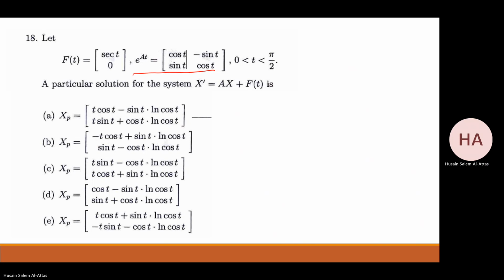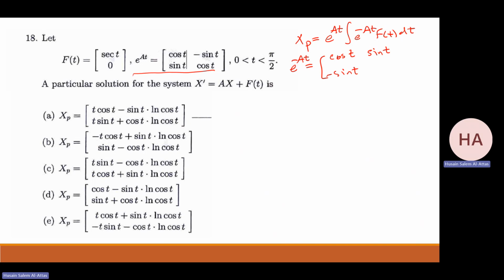Okay. So I need to do the calculation. What will be xp? It will be e^(At) integral e^(-At) f(t) dt. Okay. What will be e^(-At)? That will be cosine minus t, which is the same. Sine will be the minus sign, so that will become sine t. And this one is minus sine t. And this one will be the same, cosine t.